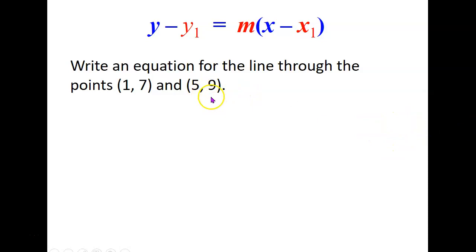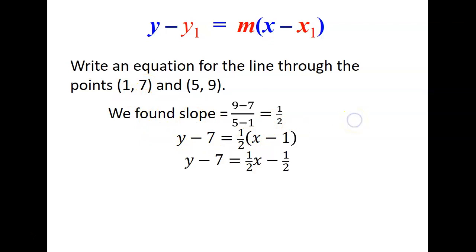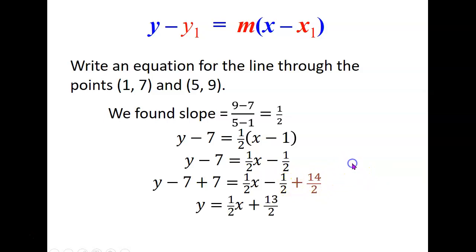We've already seen how to calculate the slope here. 9 minus 7 over 5 minus 1 is 1/2. So that's the slope, and we can take that and either one of these points, I'll just pick the first one, and stick them into this point-slope form. y minus 7 equals 1/2 times x minus 1. Without the parentheses, that's y minus 7 equals 1/2 x minus 1/2. And I could add 7 to both sides and get y equals, notice 14 over 2 is just another way of writing 7, so that I can combine the fractions, and get y equals 1/2 x plus 13/2.